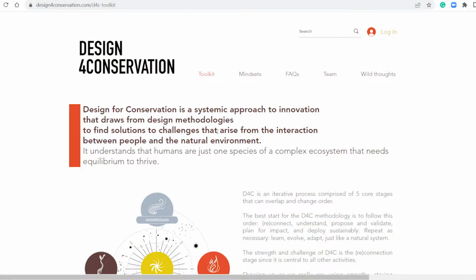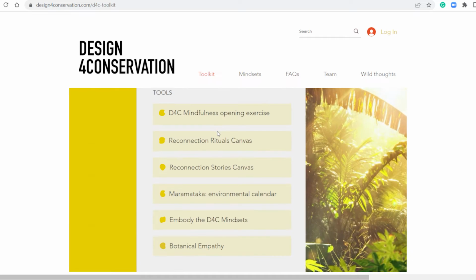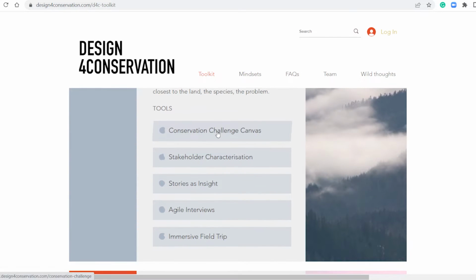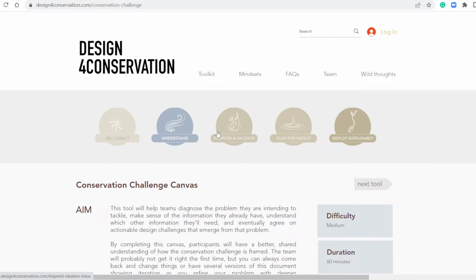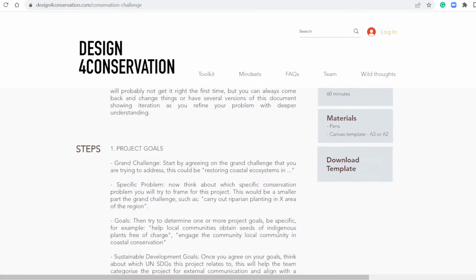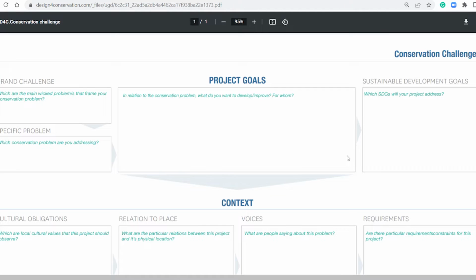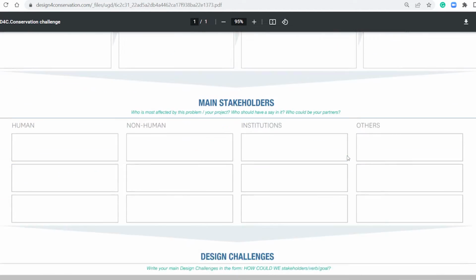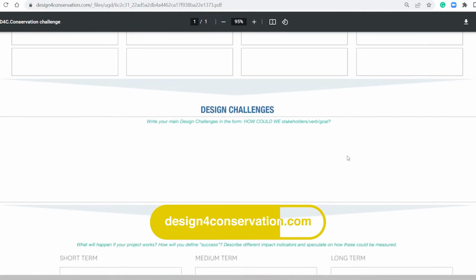This tool will help teams diagnose the problem they are intending to tackle, make sense of the information they already have, understand which other information they might need, and eventually agree on actionable design challenges that emerge from the problem. You can download this tool for free at Design4Conservation.com.